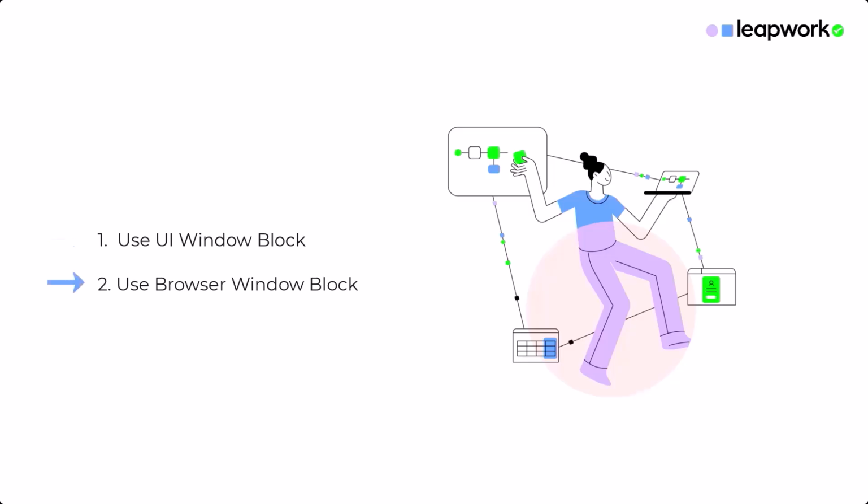Use browser window focuses on a specific browser tab, making sure your flow interacts only with the web page you want, instead of other open tabs or windows. Now, how will you know when to use these blocks? You'll know when to use these blocks whenever you're switching between desktop and web-based applications or when your automation involves multiple open windows. So, these blocks prevent errors and make your automation flow more stable.